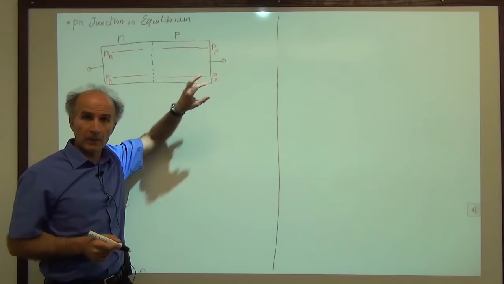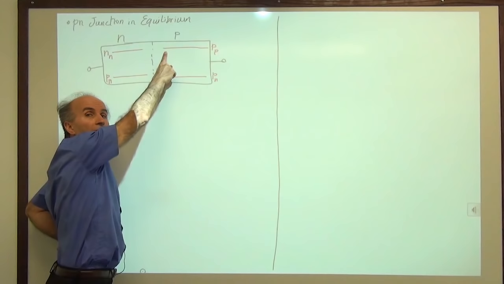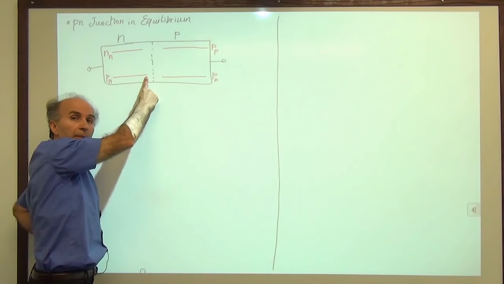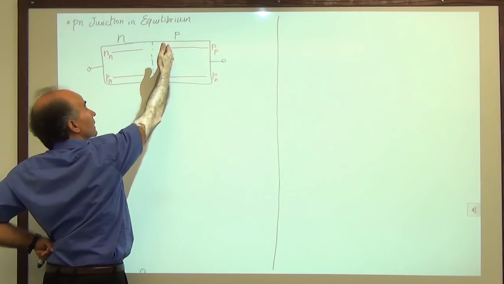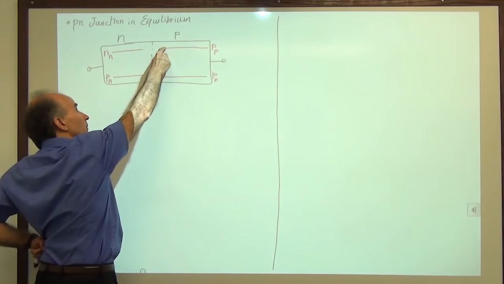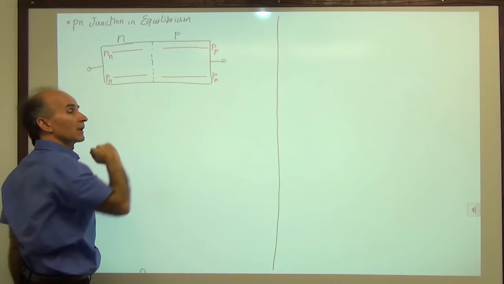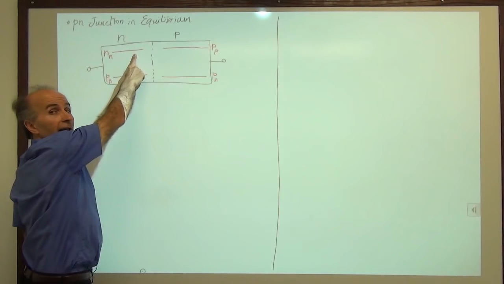Now, when they come together, something interesting happens. If you look here, we have lots of holes. We have a high concentration of holes on the right. We have a low concentration of holes on the left. So what should happen? We should have diffusion, because that's how conditions for diffusion are provided. We have a high concentration of some particular particle and some low concentration of the same particle. So the particles prefer to go to the low concentration area. So holes, which are majority carriers on the right, begin to roll down the gradient and go to the left. Similarly, electrons, which are majority carriers in the N-type material, begin to roll down this gradient and go to the right.